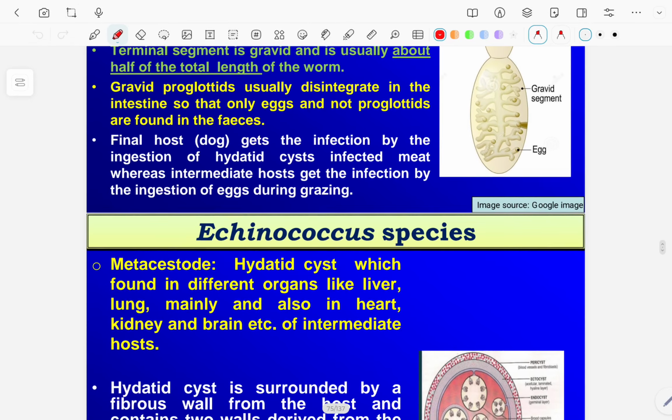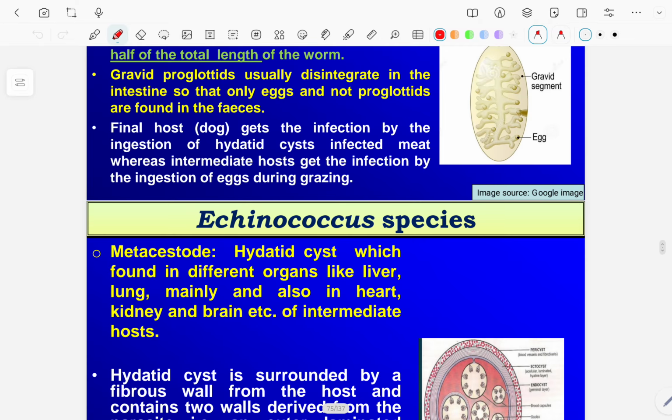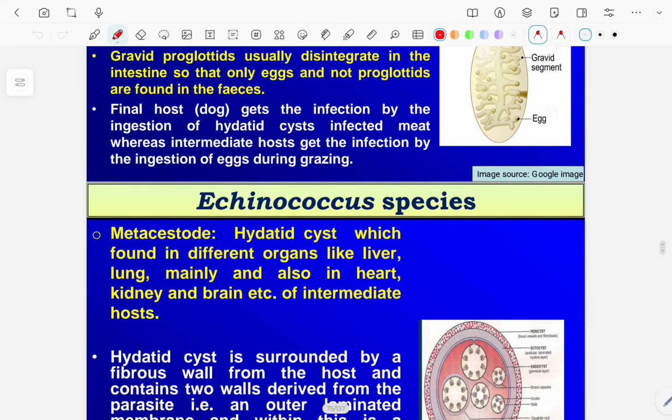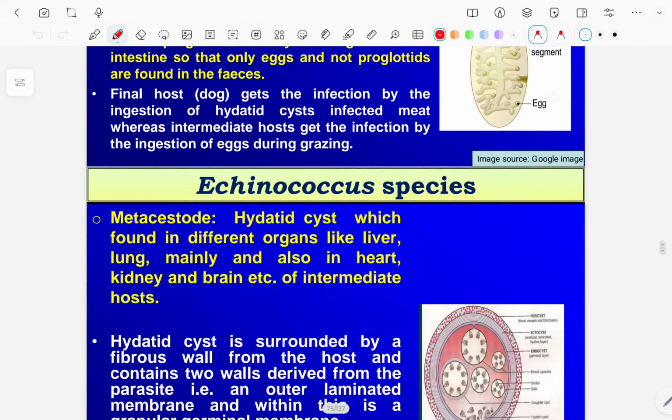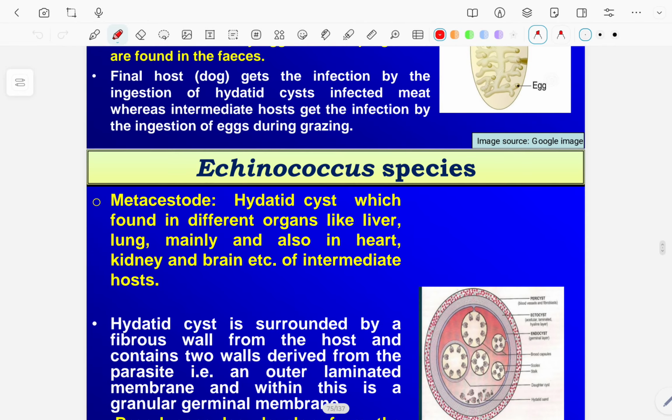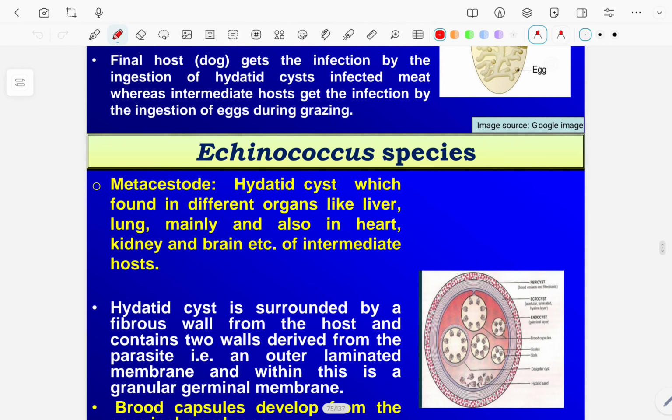The final host, the dog, gets the infection by the ingestion of hydatid cyst infected meat, whereas the intermediate host gets the infection by the ingestion of eggs during grazing.